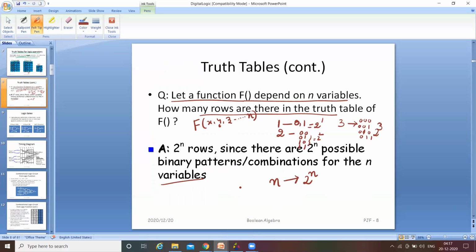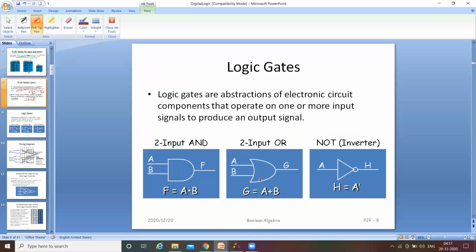Next one. This is very important. Now we'll see the logic gates.